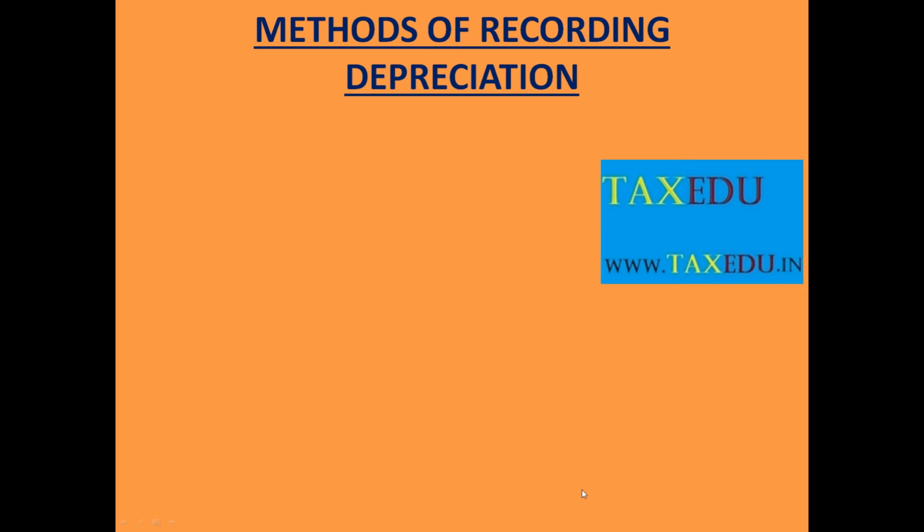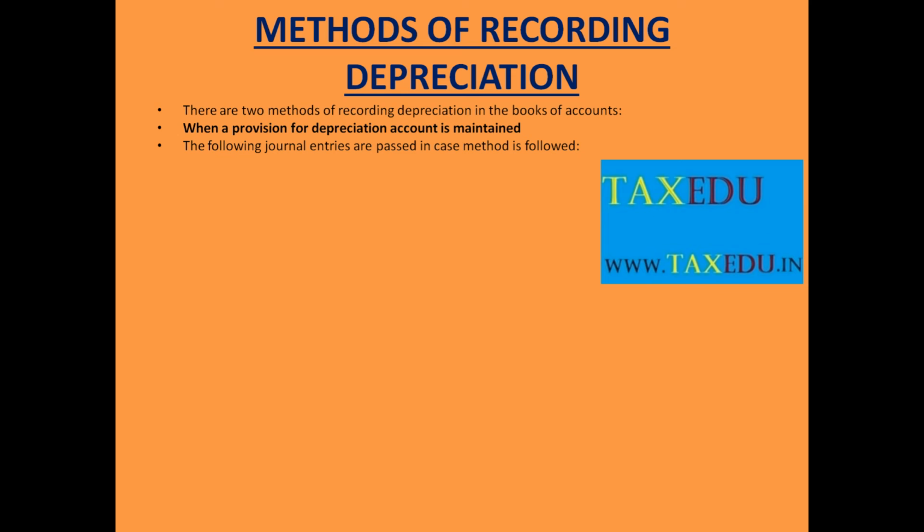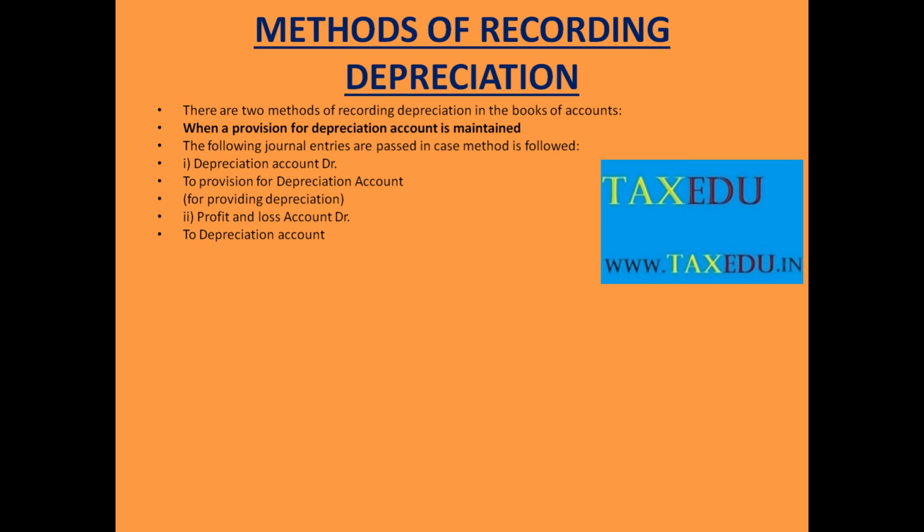Methods of recording depreciation. Depreciation अगर आप accounting डबल एंट्री सिस्टम में आप डालेंगे तो आपको डेबिट और कौन सा क्रेडिट होगा ये हम लोग यहाँ से आपको जानकारी मिल जाएगा. देखिए these are two methods of recording depreciation in the books of accounts. When a provision for depreciation account is maintained, the following journal entries are passed in this method. Depreciation account debit to provision for depreciation account for providing depreciation. Profit and loss account debit to depreciation account for closing depreciation account.